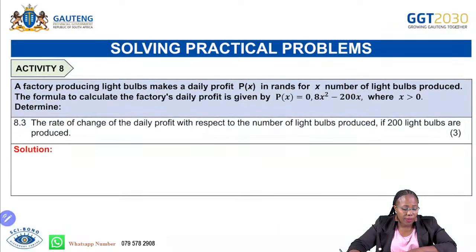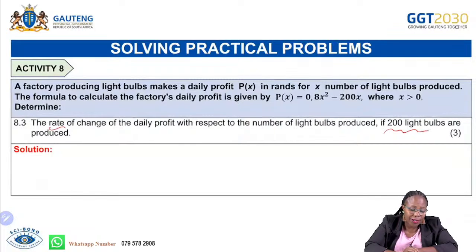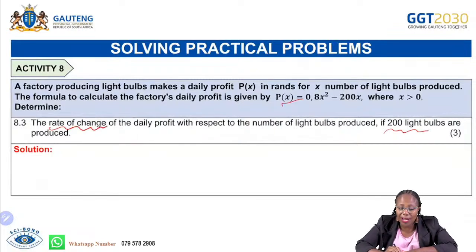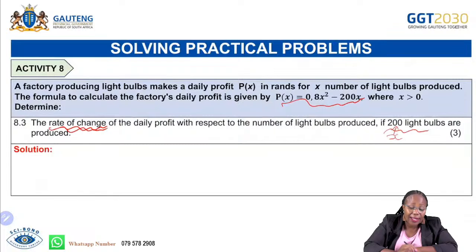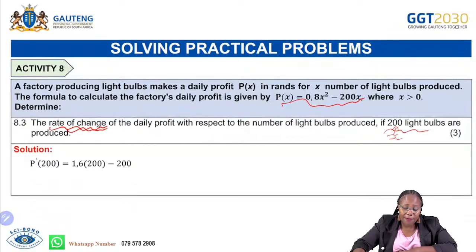And then we are still on 8.3. The rate of change of the daily profit with respect to the number of bulbs if 200 is produced. Rate of change means we are differentiating, and we have 200 bulbs, which means x will be 200 after differentiating your profit.